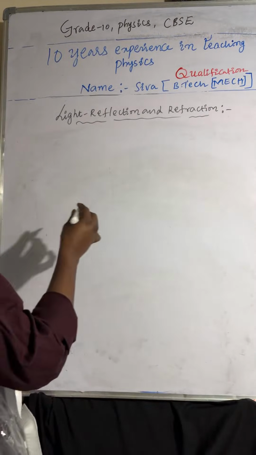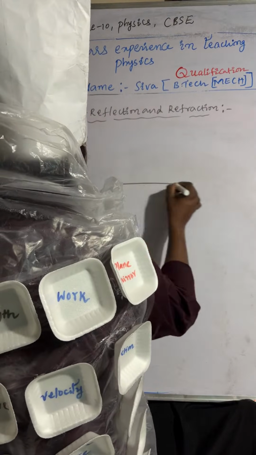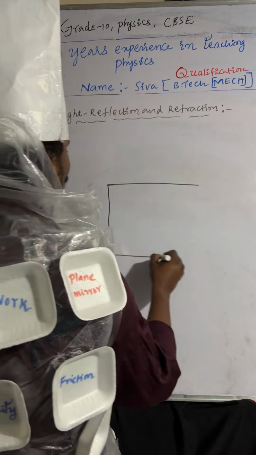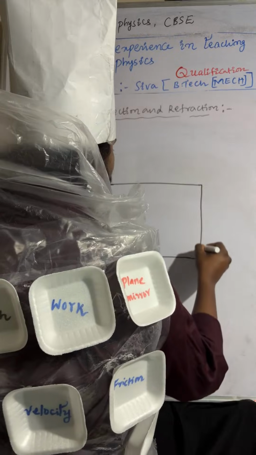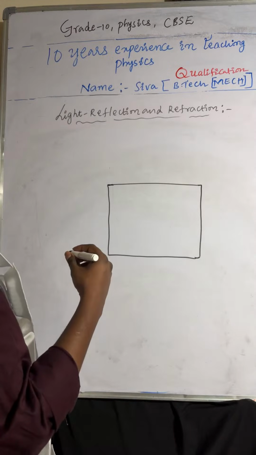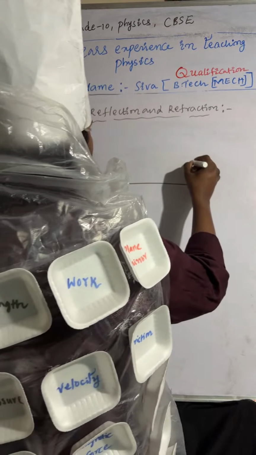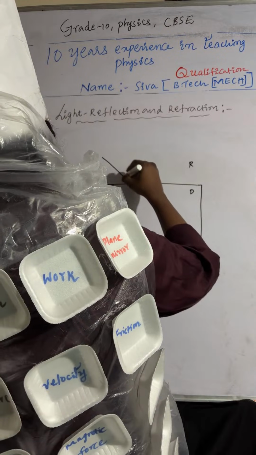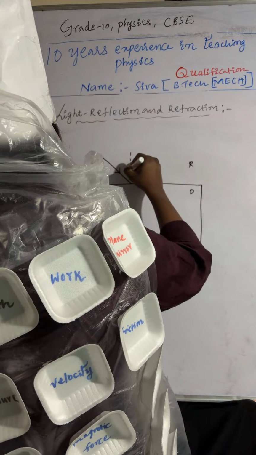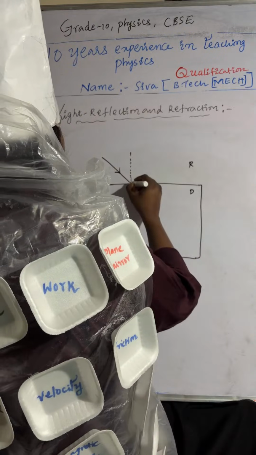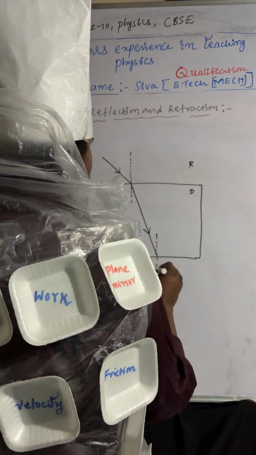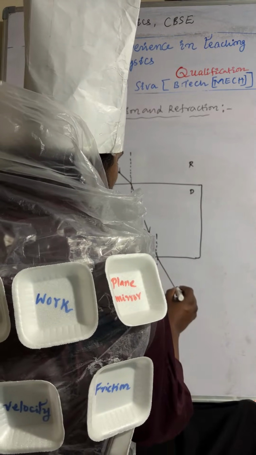So the next one is about the glass slab. So here is a glass slab. The light ray is passing from rarer to denser. This is the rarer medium and this is the denser medium. At this interface, it bends towards the normal line. And again, at this position, it is moving away from the normal line.